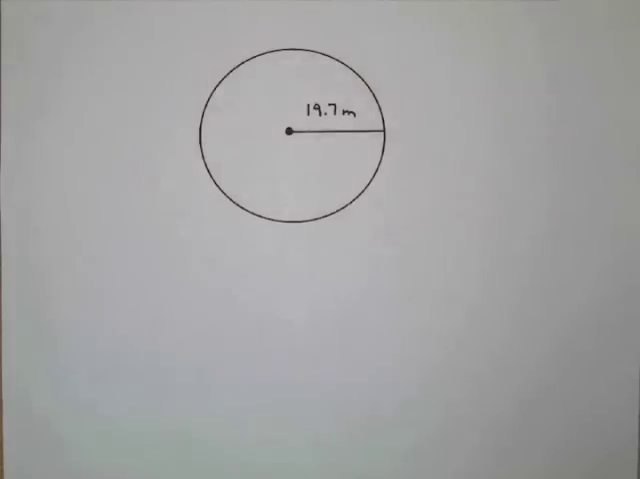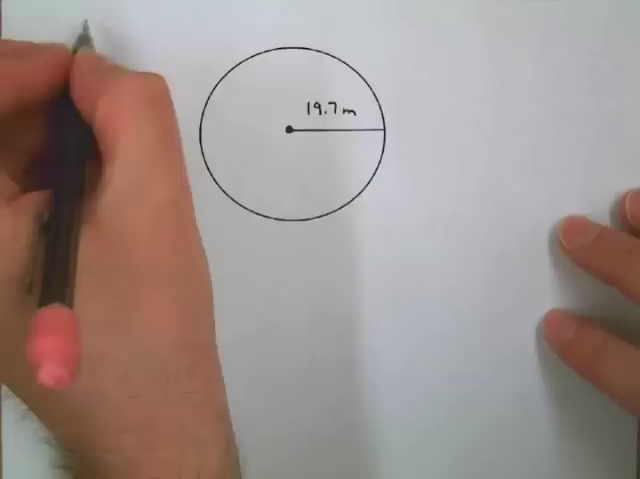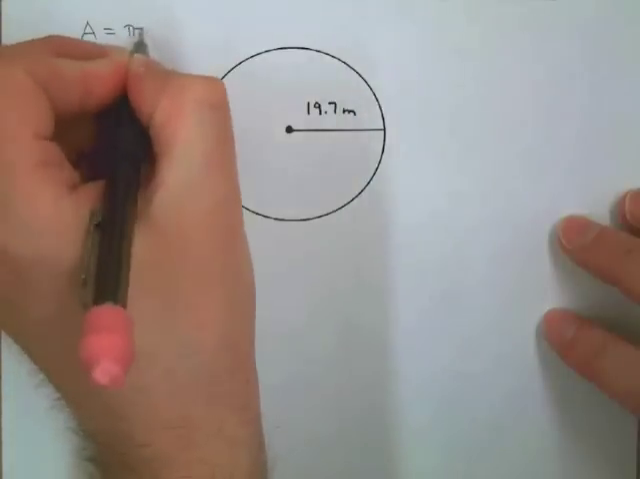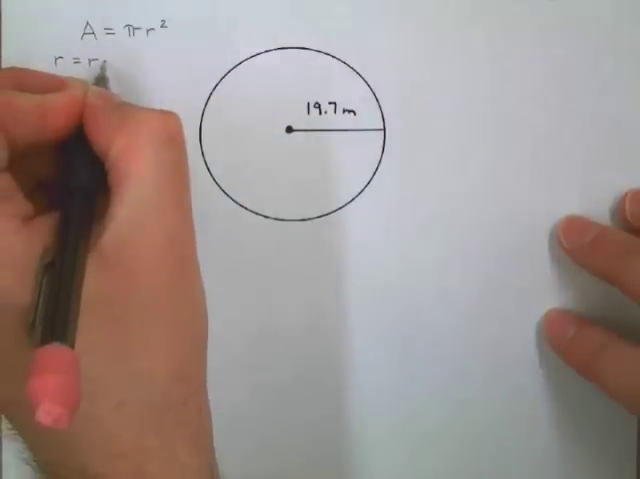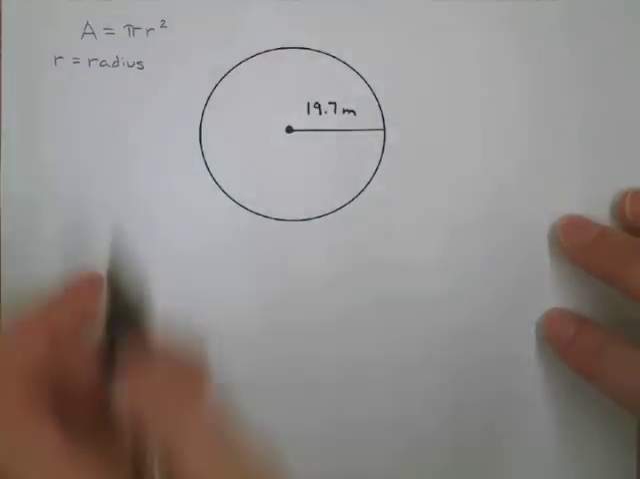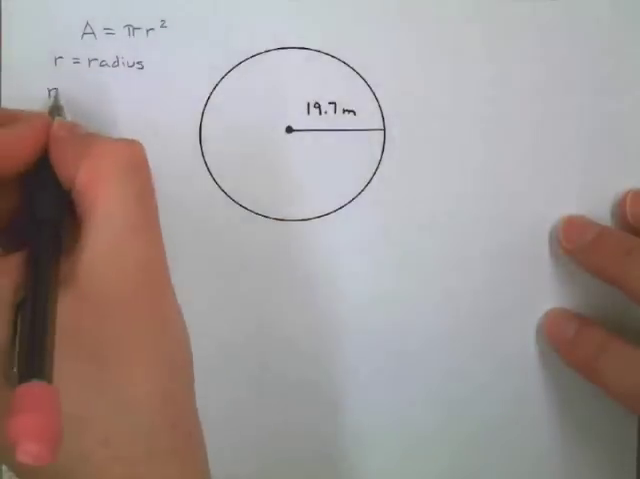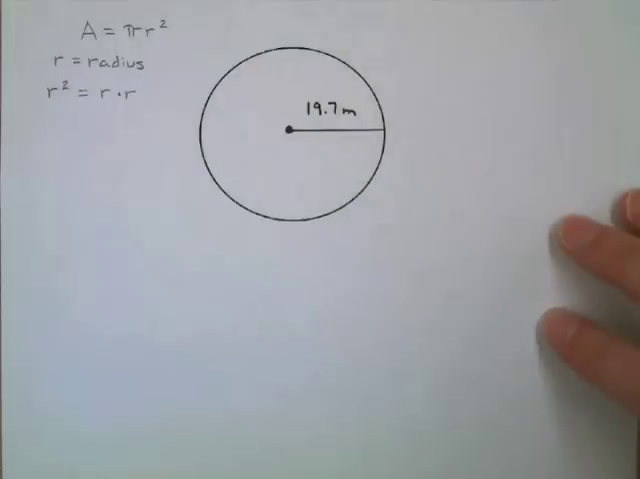Lesson 10-5, Example 1. Our objective here is to learn to find the area of a circle. When we're working with circles, we're going to use the formula for finding the area of a circle, which is area equals pi times r squared, and r is the radius of the circle. When you're squaring something, or raising it to the second power, remember that r squared is the same as saying the radius multiplied by the radius.